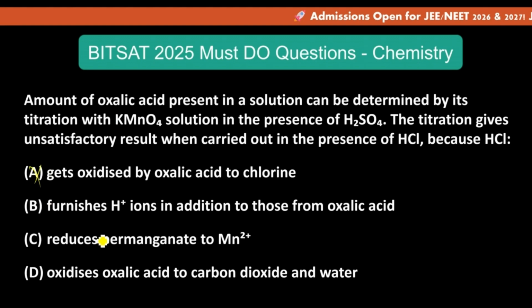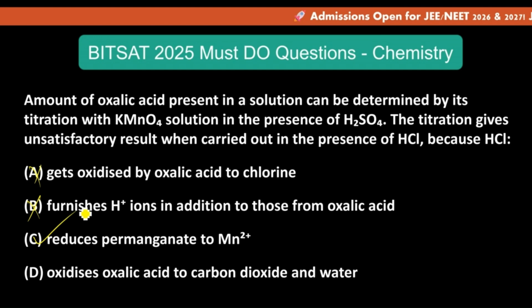Then option B, furnishes H+ ions in addition to those from oxalic acid. So the extra H+ ions would not cause any unsatisfactory result. So which is again the wrong option. Then option C, reduces permanganate to Mn2+. HCl gets oxidized by permanganate, consuming the titrant, which will give you the incorrect result. So which is our right answer?